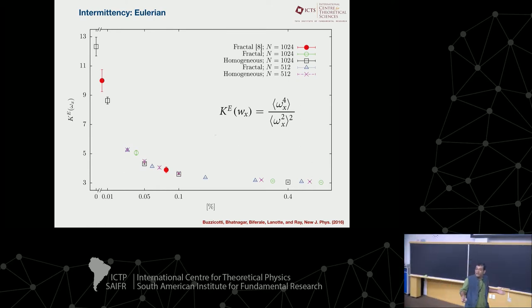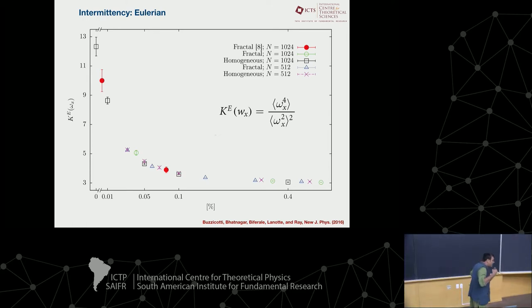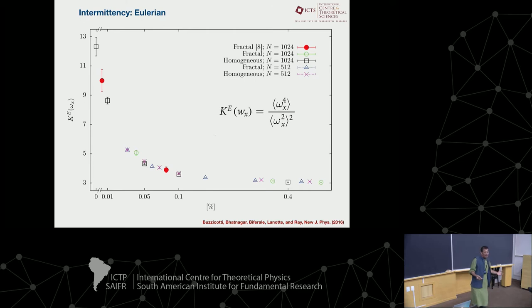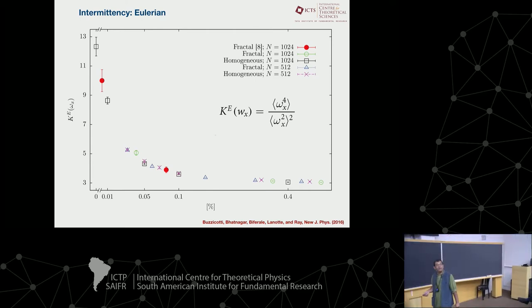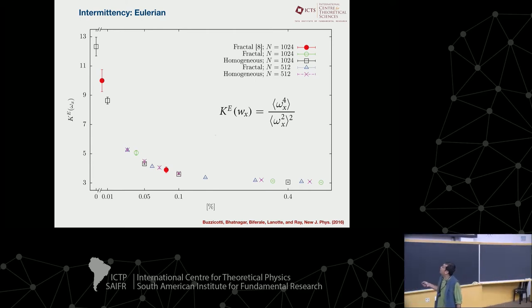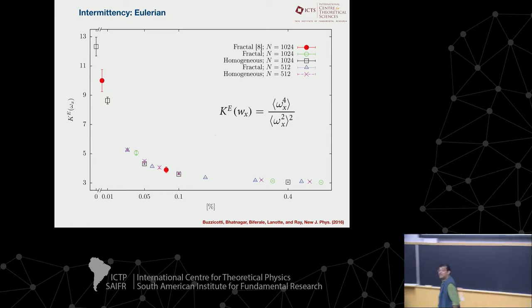If it was a purely Gaussian field, if solutions of Navier-Stokes were just random Gaussian variables where the central limit theorem, etc. holds, it would be three. However, in real turbulence, the number is much higher. It's greater than 10, actually.